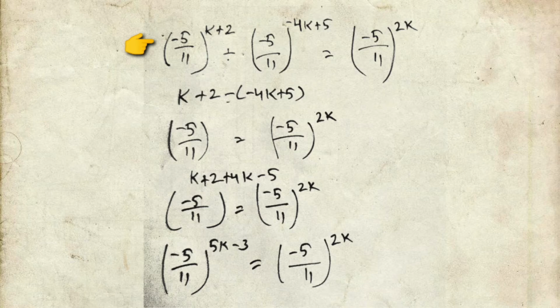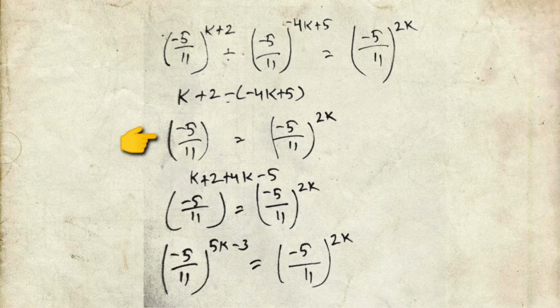So the next problem is (minus 5 by 11) raised to power 2k plus 2, divided by (minus 5 over 11) raised to power 2 minus 4k plus 5, equals (minus 5 over 11) raised to 2k. Now in that, students, you have to find out the value of k. How do you go for this? Both sides' base are the same, the base being minus 5 by 11. If bases are the same and there is a sign of division, then powers will be subtracted.